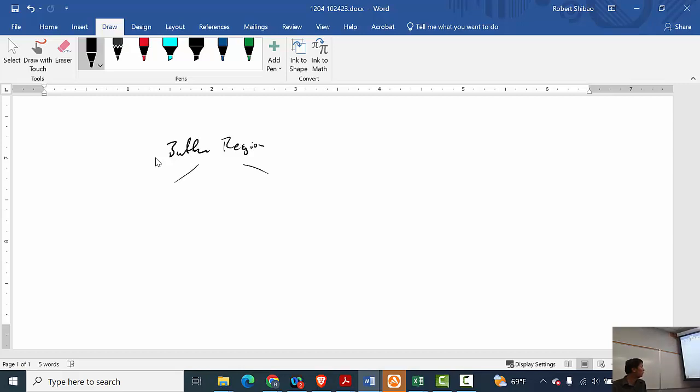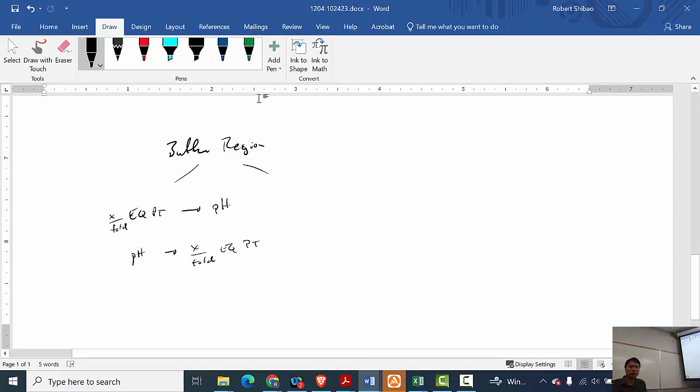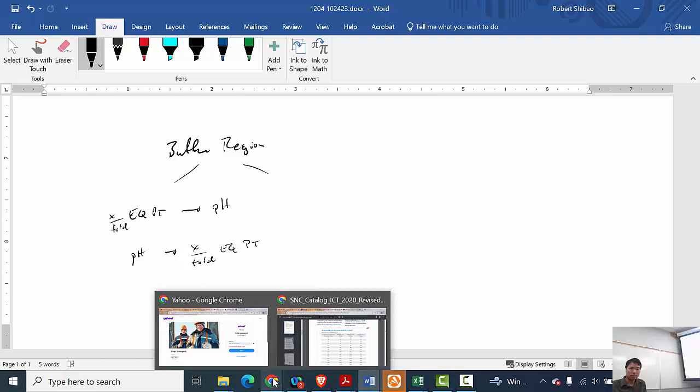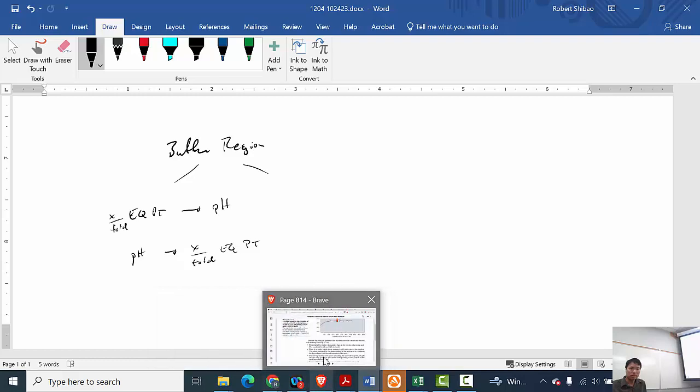So from the equivalence point, the x over total equivalence point, we can get the pH. But how can we go from the pH to the x over total equivalence point? So I want to go back and take a look at this. And so I just want to go backwards, basically. This is what I'm going to try to do.